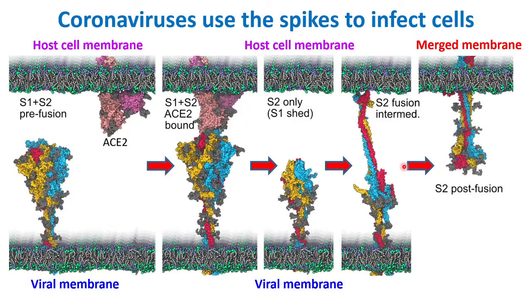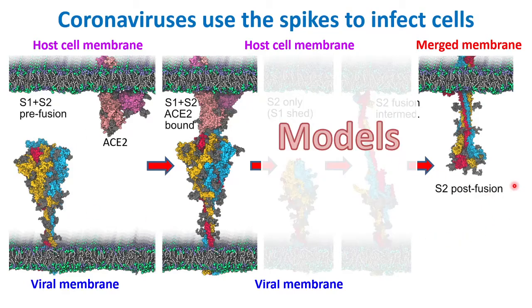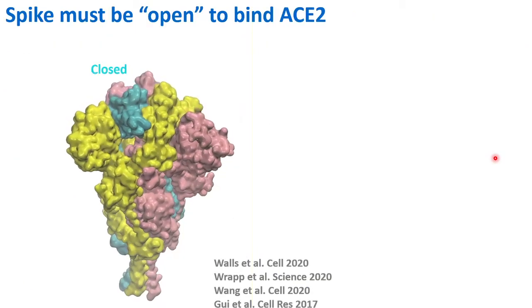Now, I've drawn these. These are actually pictures from coarse grain models that we do simulations on. It's important to keep in mind that these two steps are just models that we built based on ideas. From experiments, we don't really have any idea what happens between interacting with ACE2 and this final structure where the membranes have merged. We don't know how that works. And so that's what we're going to try to get out, some simulations.